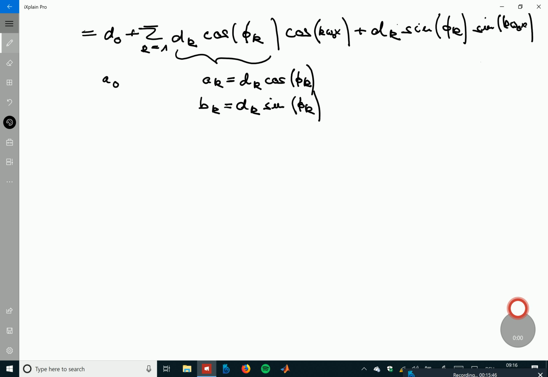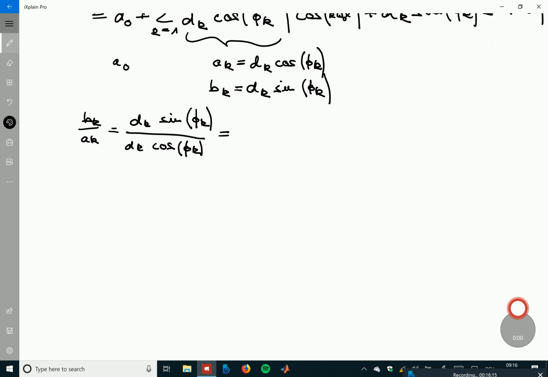So to get to phi_k, what we can do is divide b_k by a_k, which from this is d_k sin(phi_k) divided by d_k cos(phi_k), which then gets rid of the d_k, which is good. So we isolate our phi.